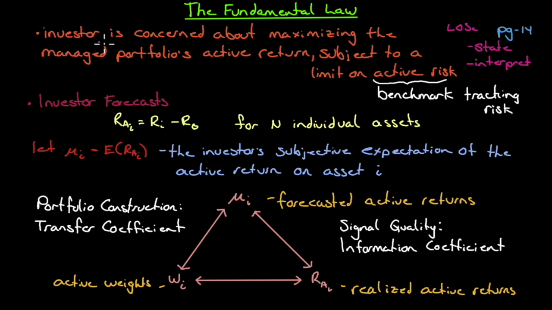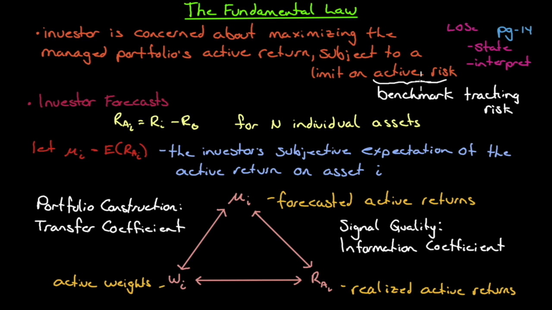The investor, or any investor, is concerned about maximizing the managed portfolio's active return, subject to a limit on active risk. That's a big statement. I want to maximize the active return I get above the benchmark because, hey, I'm paying fees for active management, so I want to maximize that. But look, don't go crazy. Subject to some limit on active risk. That limit on active risk, by the way, whatever we set it at, is called the benchmark tracking risk. So we'll be within some sort of tracking risk of the benchmark. And that'll come up a little later on.